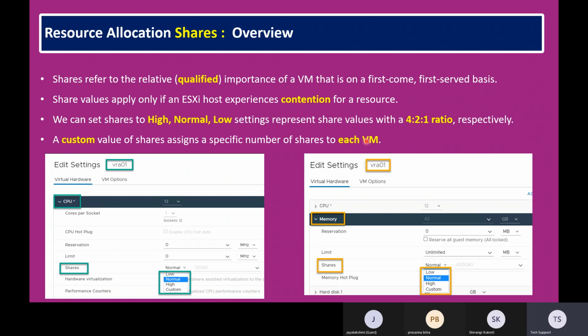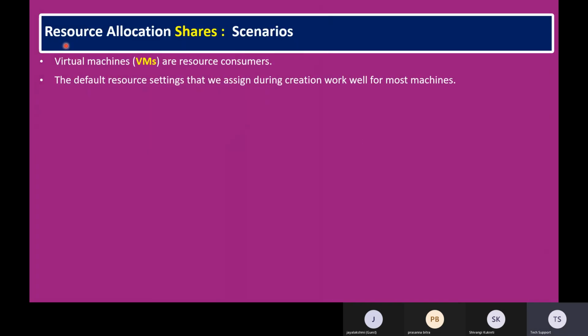Let's elaborate this point, how we can assign the shares in a real time scenario. Resource allocation shares scenarios. Normally we can assign shares on virtual machines, which are resource consumers. The default resource settings that we assign during creation work well for most machines. Let's talk about all the scenarios one by one.